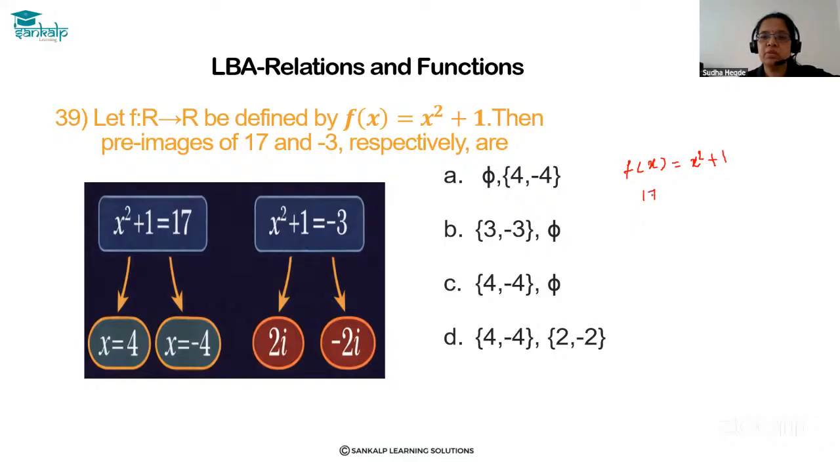So 17 must be equal to x square plus 1. X square plus 1 is equal to 17. This implies x square is equal to 16. That implies x is equal to plus or minus 4. Correct? Now take the other case.